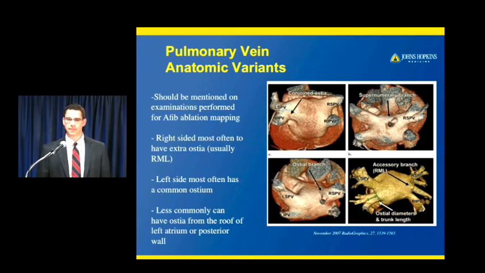Oftentimes what we see is that on the right side, you may have extra pulmonary veins. Oftentimes, you may have a right middle branch that's separate on the right side, whereas on the left side, you may more commonly see a common ostium, where the left superior and left inferior pulmonary veins come together as one. And then rarely you may see these pulmonary veins which are kind of extra and just stick in wherever they feel like, sometimes into the roof of the left atrium, sometimes the posterior wall, and those certainly are important to mention as well.